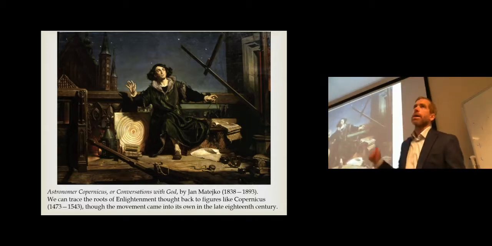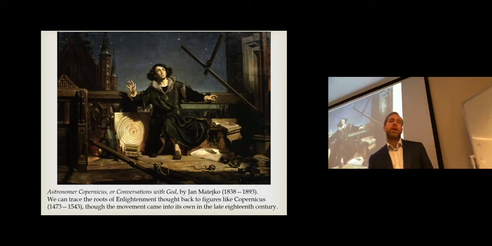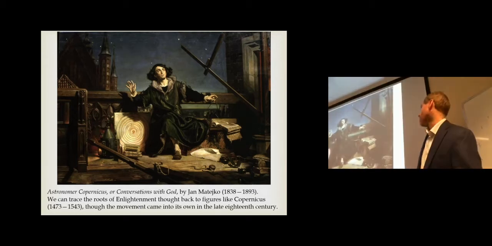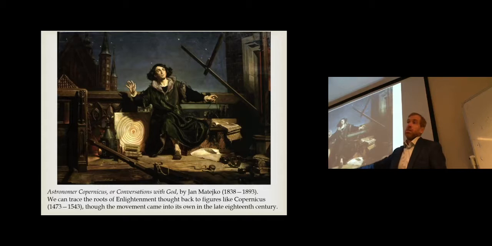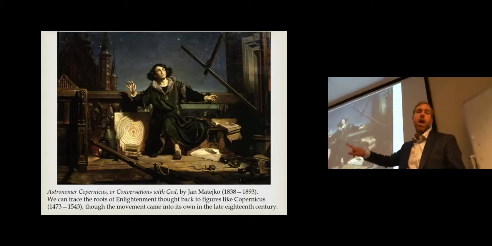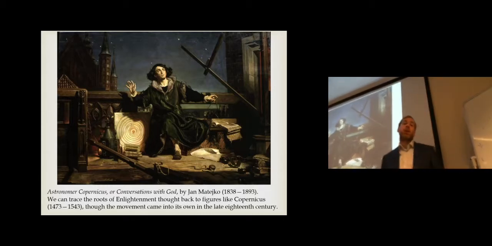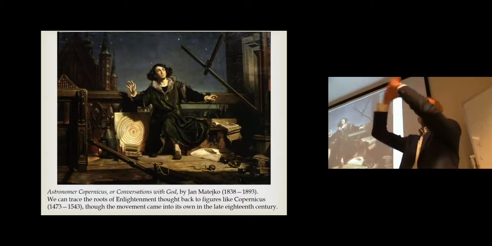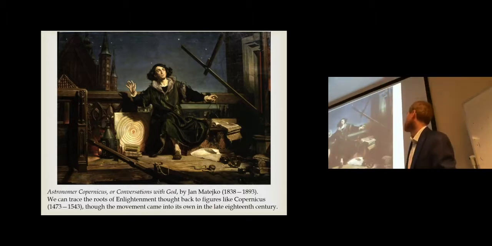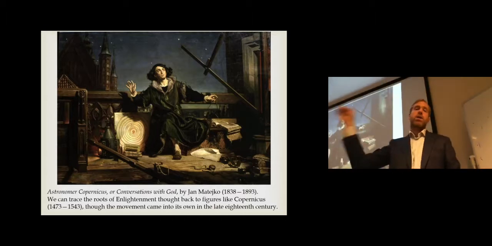Well, this goes back, yes, to the late 18th century with the Enlightenment, but even before then, we can go back to a figure like Copernicus, into the 16th century with his famous heliocentric model of the universe. That means putting the sun at the center of the universe. That was something that people were not aware of prior to that period.